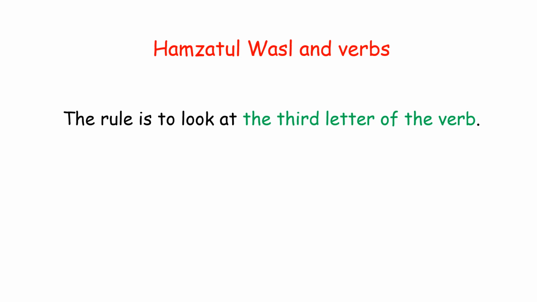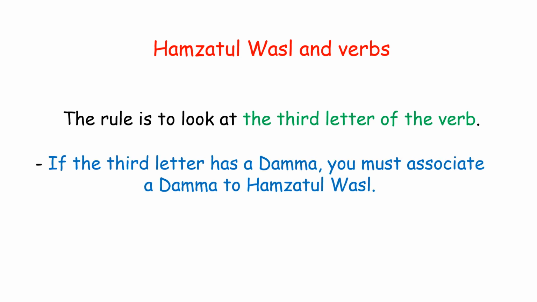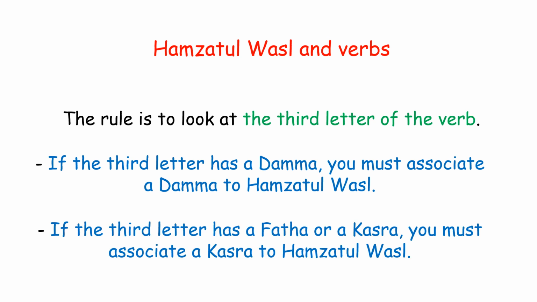So, again, the rule is to look at the third letter of the verb, starting to count from Hamzatul Wasl. If the third letter has a Dhamma, then you must associate a temporary Dhamma to Hamzatul Wasl. However, if the third letter has a Fatha or a Kasra, then we must sound Hamzatul Wasl with a Kasra. It's quite easy and I hope you've got the hang of it. Now we still have to highlight two important details before ending this lesson.